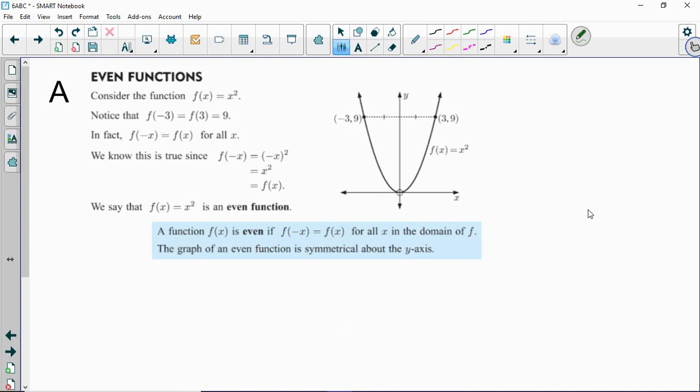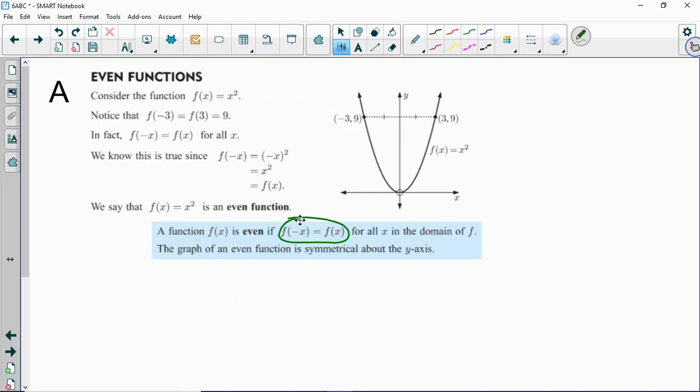So here's even. We have 2 definitions for it. One is the algebraic one, which is f of negative x is equal to f of x. That's something you're going to want to commit to memory so that you can use it in problems. And the other definition is the geometrical one.